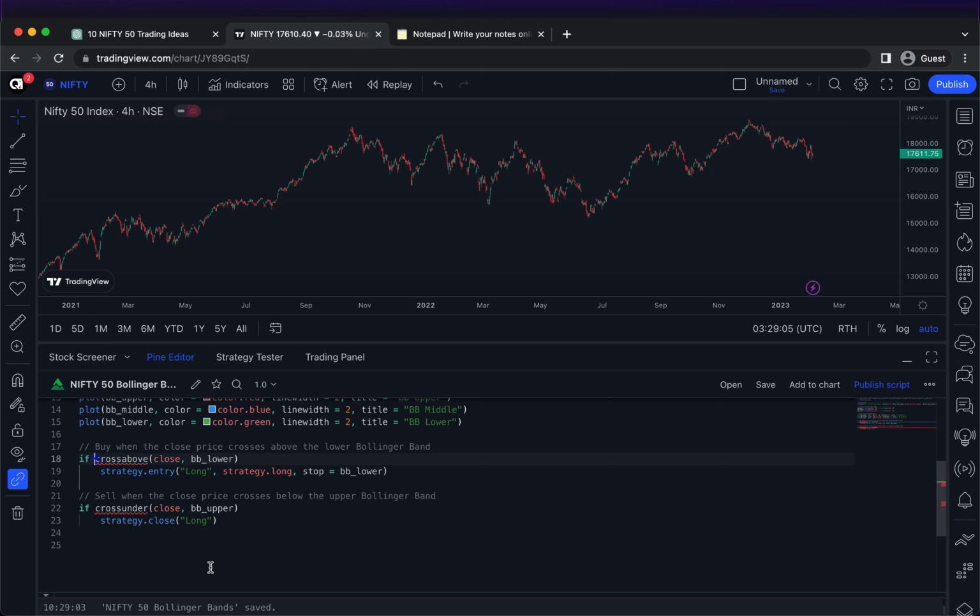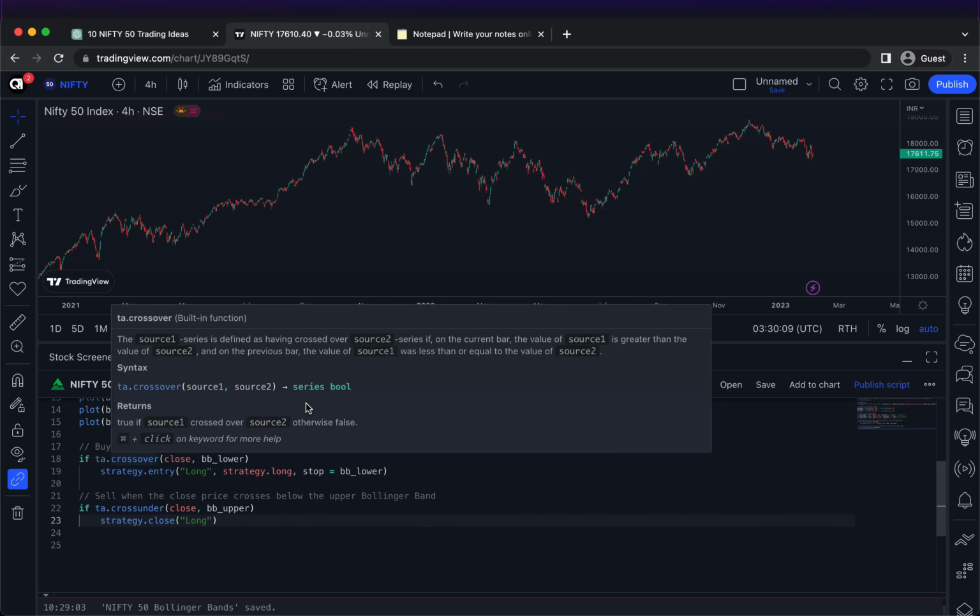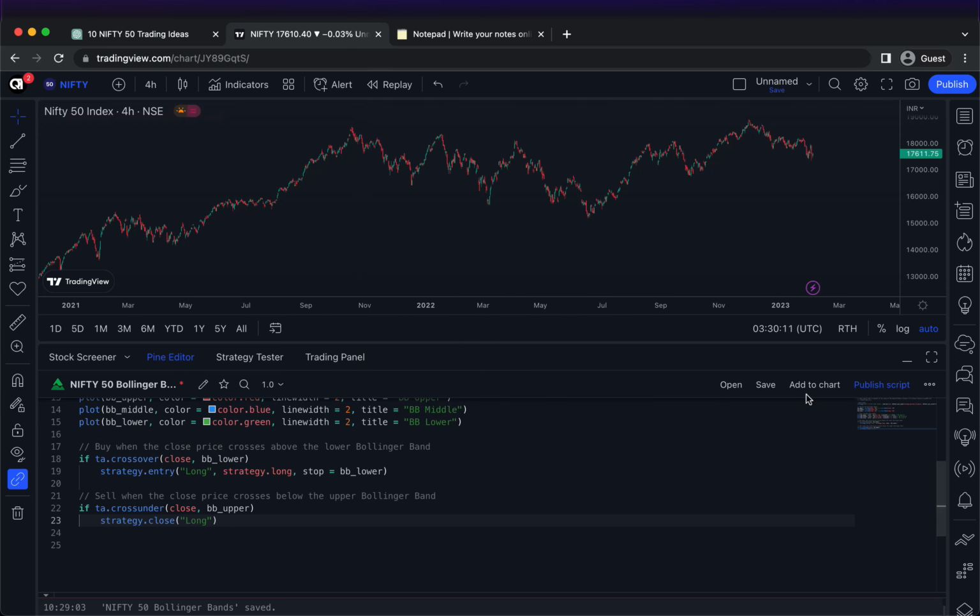And change the cross above. There is no such cross above, there is only crossover and cross under in PineScript version 5. So it should be crossover. Okay, and that should be okay, I think, right? Let's save it and let's add to the chart.